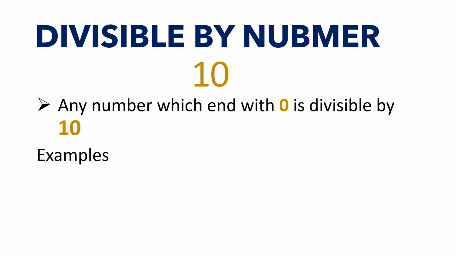Divisibility rule for 10. Any number which ends with 0 is divisible by 10. Example 120 is divisible by 10 but 129 is not.